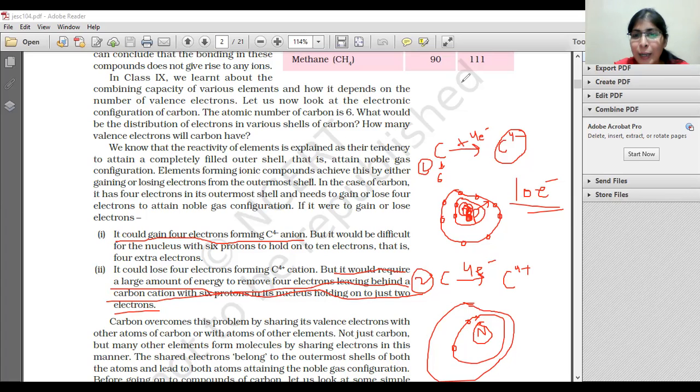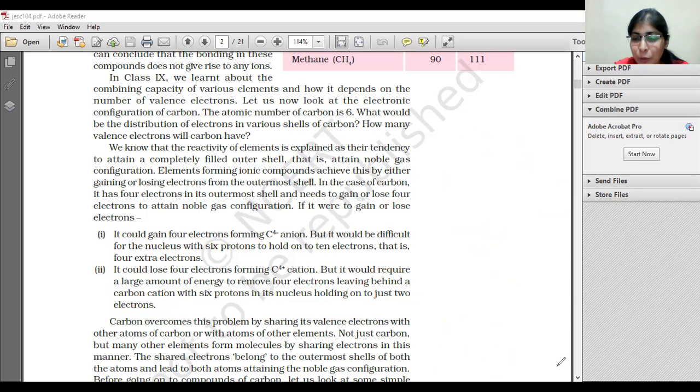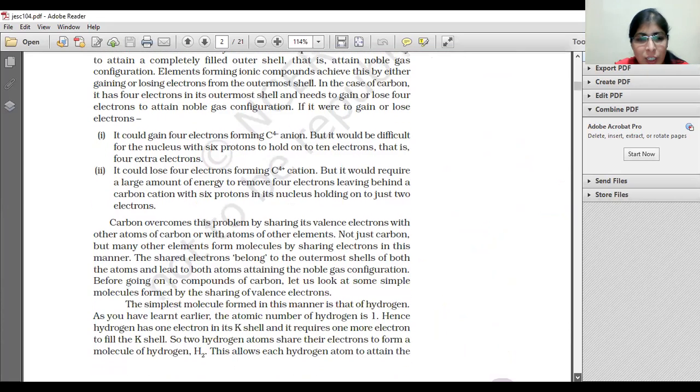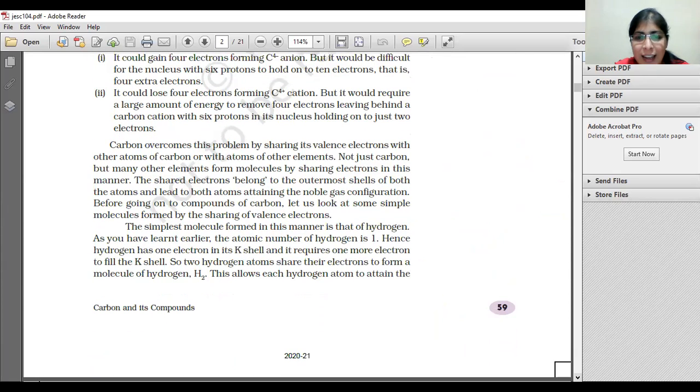And how does carbon overcome this problem? Carbon overcomes this problem by a very unique bonding that is known as covalent bonding, which means the sharing of its valence electrons. Carbon overcomes this problem by sharing its valence electrons with other atoms of carbon or with atoms of other elements. Not just carbon, but many of the elements form molecules by sharing electrons in this manner.